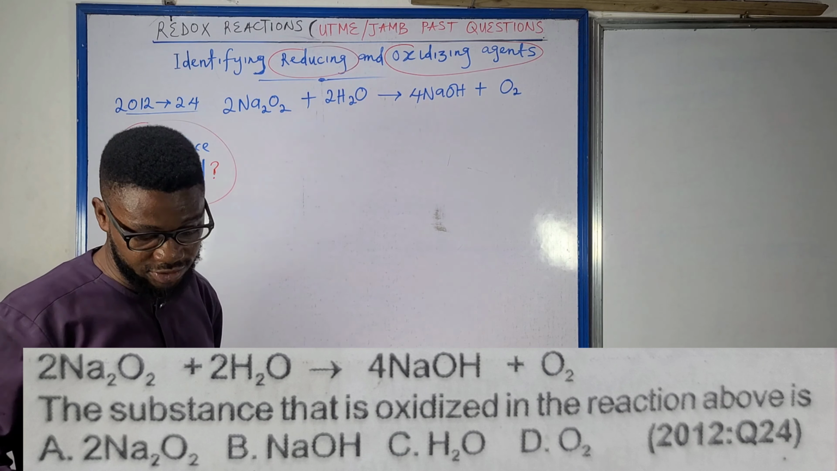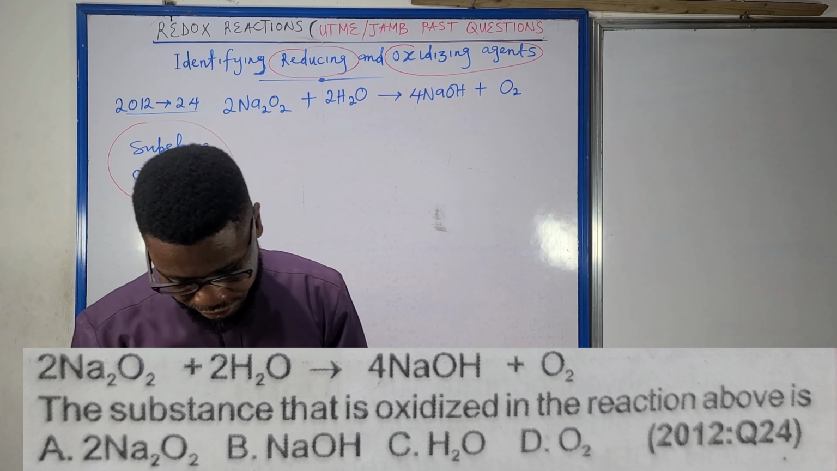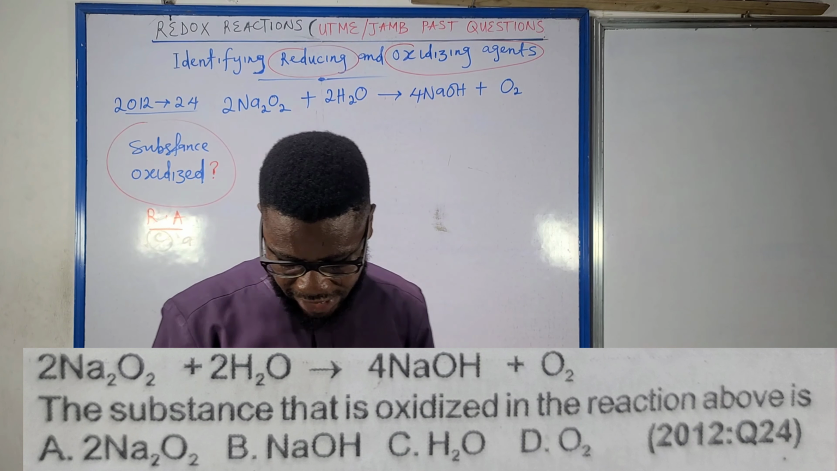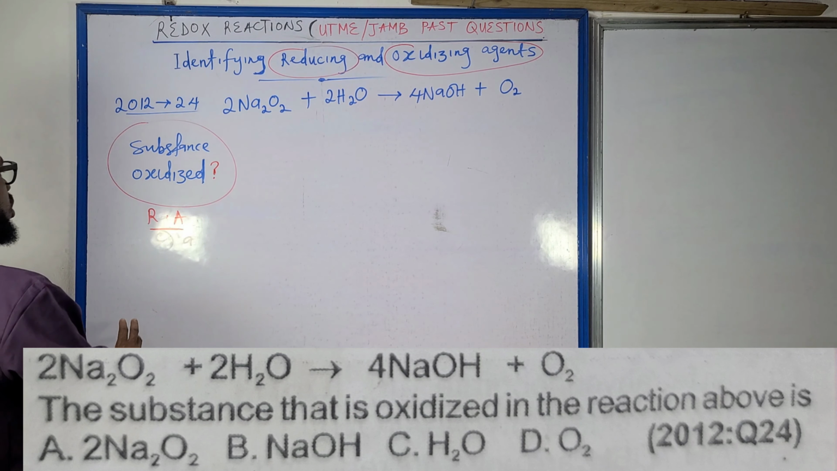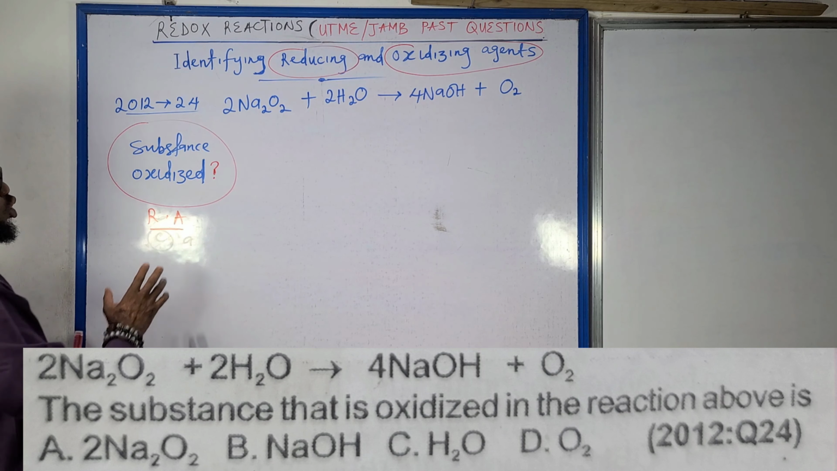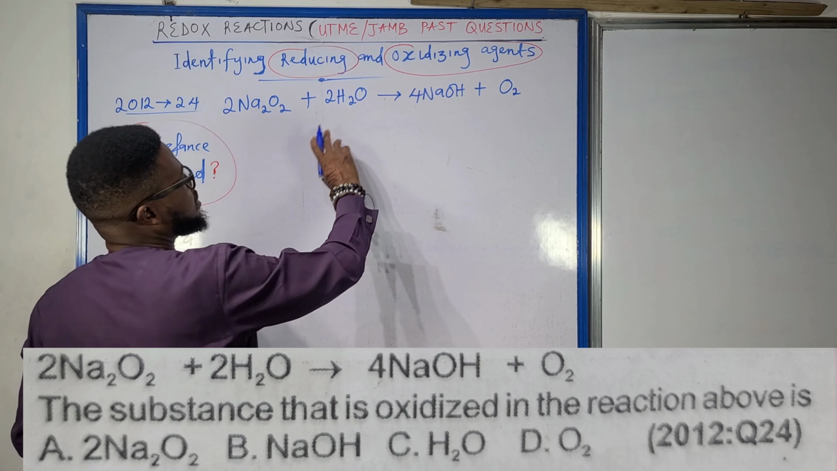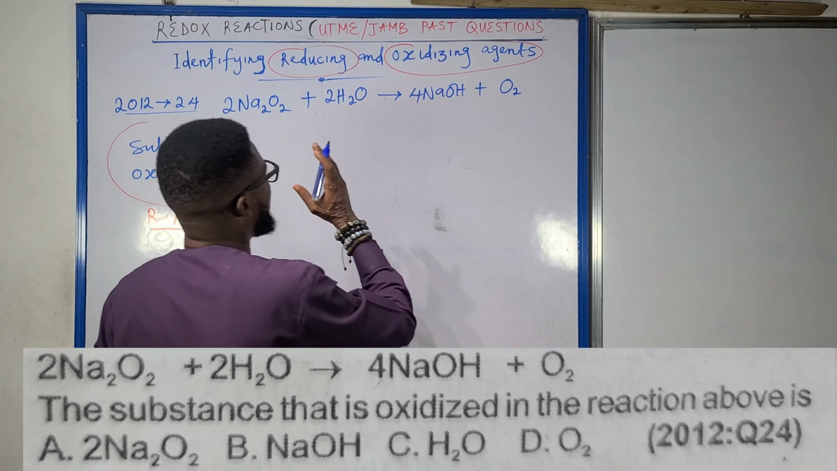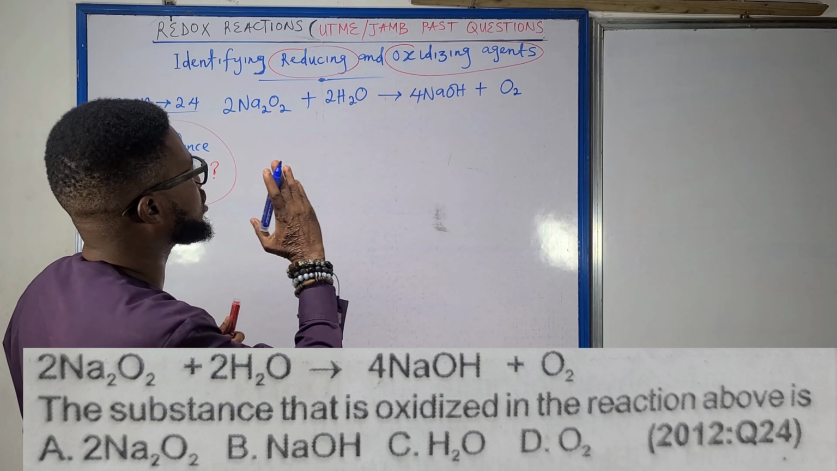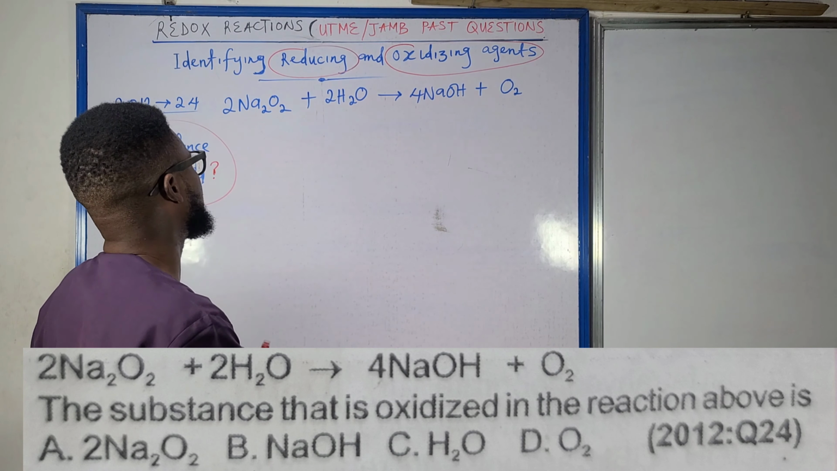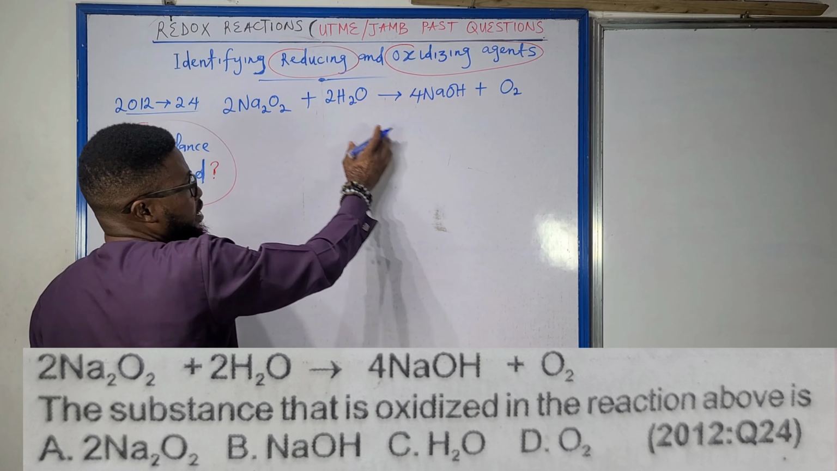So in the question, as you can see on your screen, that's 2012 question 24, we were told to look for the substance that is oxidized. In other words, you're told to look for your reducing agent. So when I look at this, this is free oxygen here. One of the ways is we can always look at the free elements to quickly decode things with precision. You have water here, you have oxygen here.